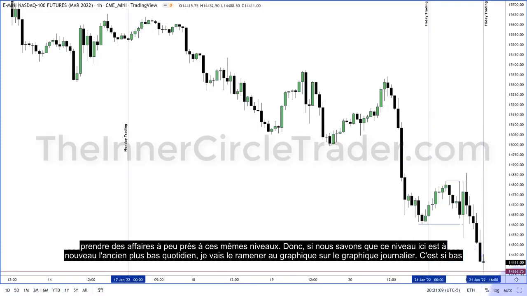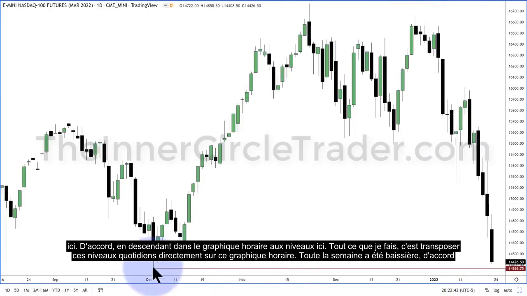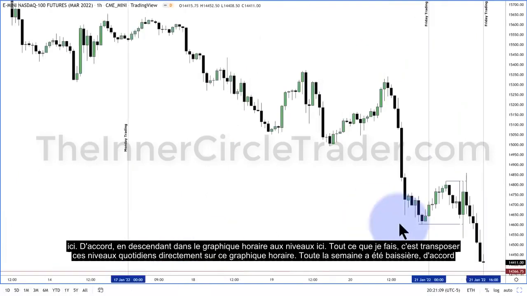So if we know that this level down here is the old daily low, and again, I'm going to take it back up to the daily chart, that's this low right here, okay? By dropping down into the hourly chart, that level is here. All I'm doing is transposing those daily levels right to this hourly chart.